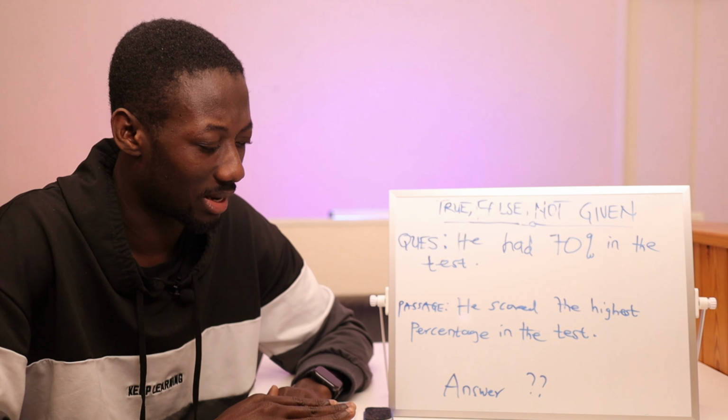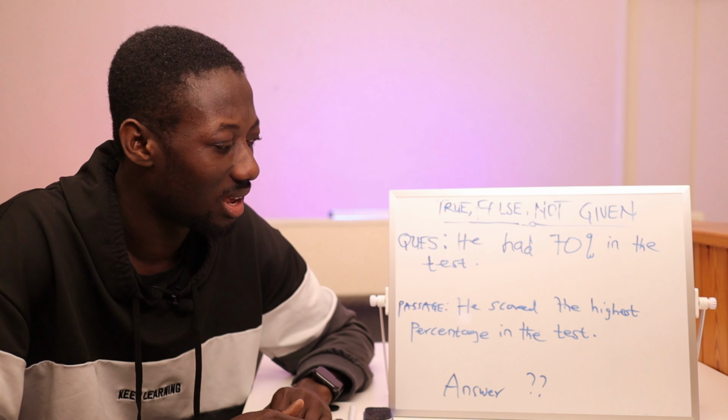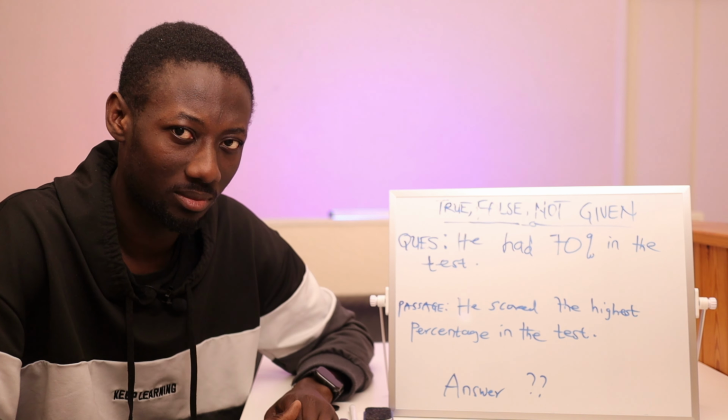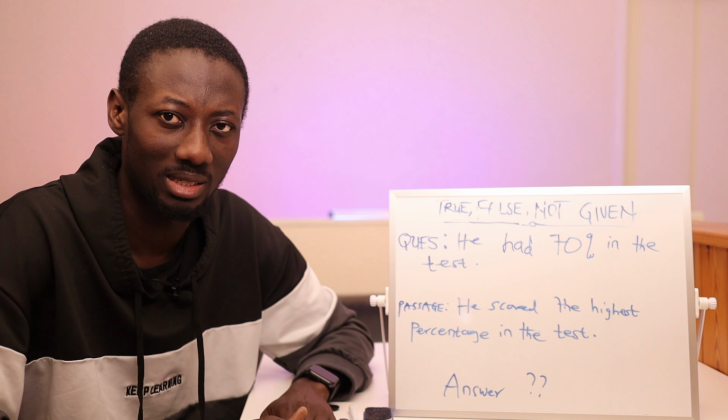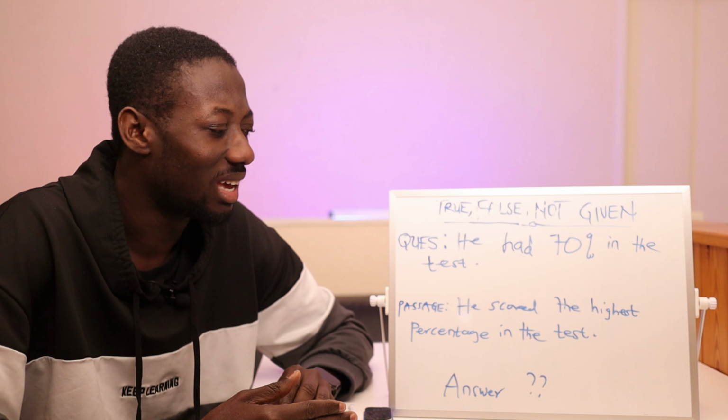So then you go to the passage, and what you saw in the passage was that he scored the highest percentage in the test. Now, question is saying that he had 70% in the test. But in the passage, what the passage is saying is that he scored the highest percentage in the test. So what answer would you choose?